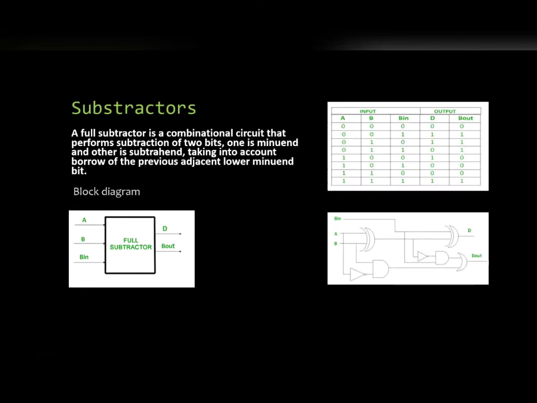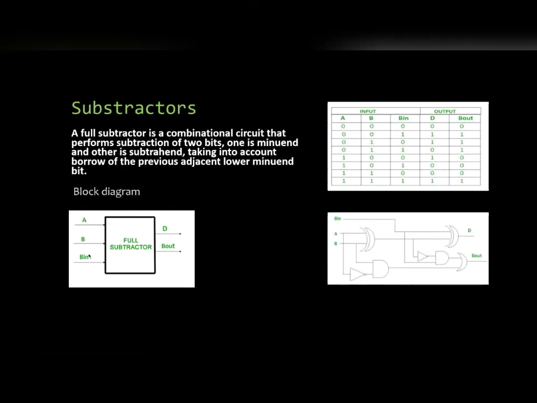A subtractor is a combinational circuit that performs subtraction of two bits, where one is the minuend and the other is the subtrahend, taking into account the borrow of the previous adjacent lower minuend bits. Now you can see the block diagram of that subtractor, and here you can see the truth table of that, and here we can see the logic gate design.